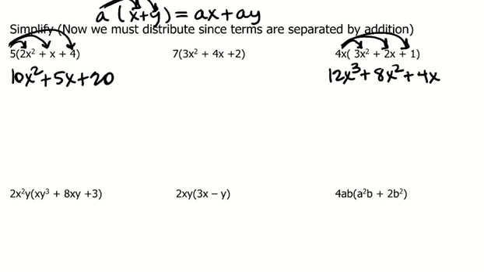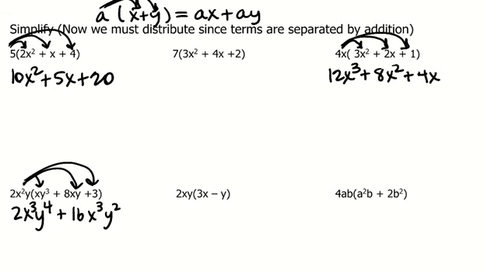I'll do the one in the bottom left. It's got more than one variable. It's really no different. So let's start with that. There's going to be 2. x squared times x is x to the third. y times y to the third is y to the fourth. Here I'm going to have 2 times 8 is 16, x to the 3, y to the 2. And then this times 3 is going to be 6x squared y.